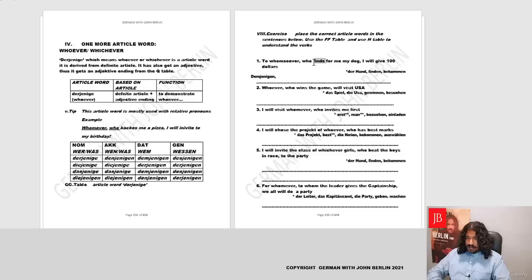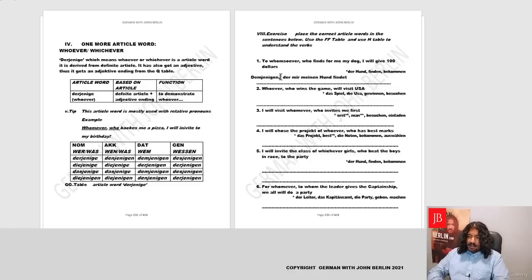So the verb is find, and who finds what? Who is basically nominative, so we need to write nominative, and it's again by default masculine, so we'll say der, the relative pronoun like we learned earlier. Demjenigen, der mir meinen Hund findet. Mir, that's for me, meinen Hund, and findet, to find. Very good. Again, demjenigen, der mir meinen Hund findet. How did we get this? Demjenigen, then again the relative pronouns we learned earlier.